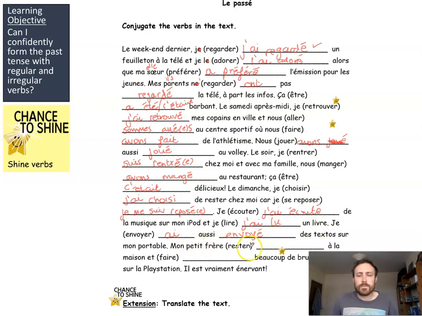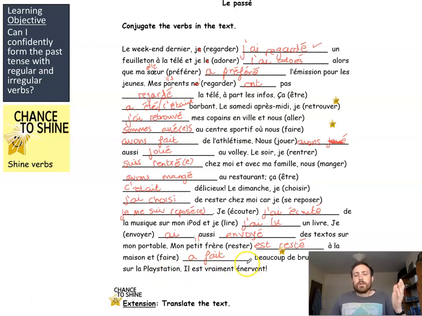And my little brother. Now rester. So this is my little brother. It's the equivalent of he. So it's going to be, it's an être verb, by the way. So est resté. Now we need to think about the agreement here. And it's a boy, it's singular, no agreement needed. À la maison et a fait, back to avoir and our irregular past participle. And so my little brother stayed at home and made a lot of noise. You can't see that, but it says playing on the PlayStation. He is really énervant, is annoying.